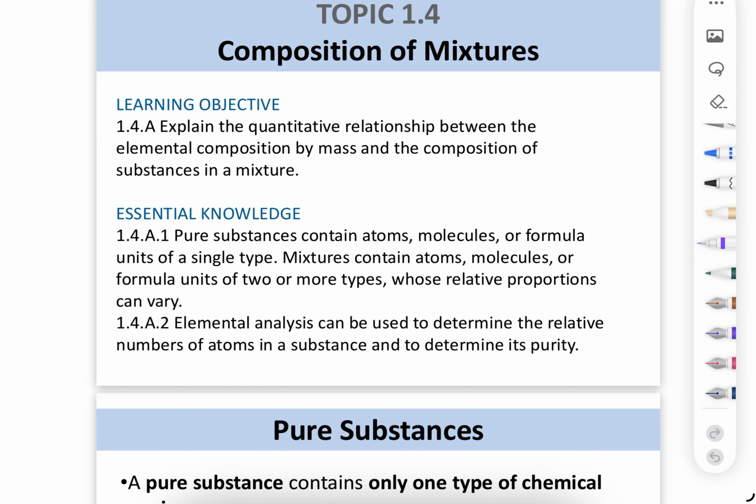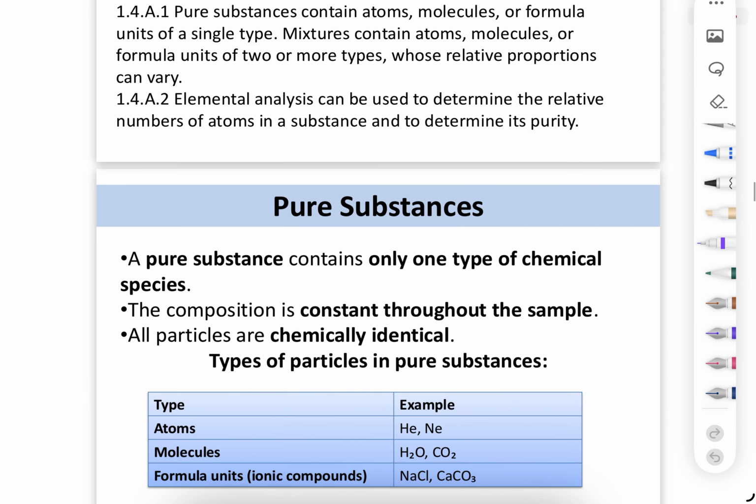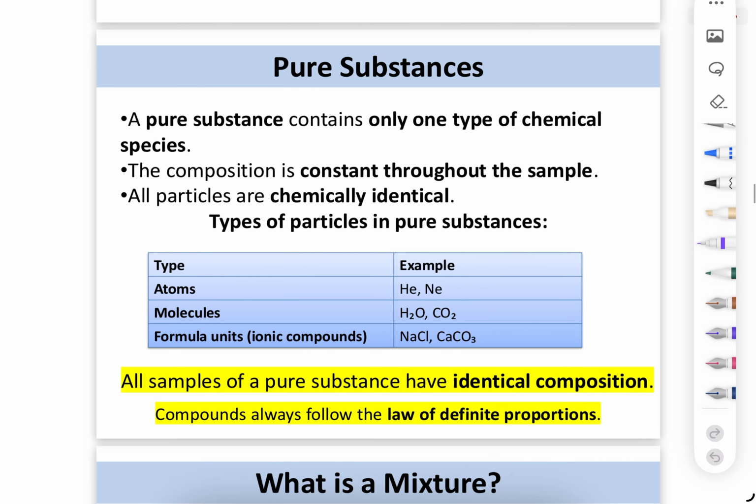Topic 1.4 Composition of Mixtures. Quick review of pure substances.